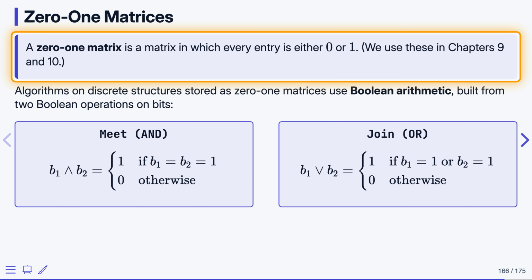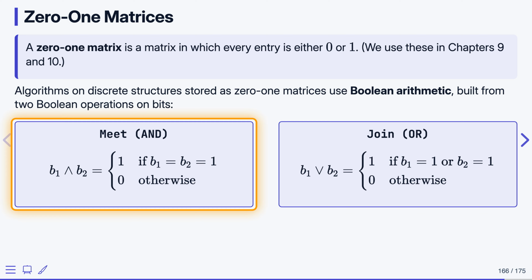Now we meet 0-1 matrices. A 0-1 matrix is very simple. Every single entry is either 0 or 1. Nothing else is allowed. These matrices matter later, in chapters 9 and 10, where they represent things like relations and graphs. To compute with them, we use Boolean arithmetic, which is built from 2 operations on single bits.